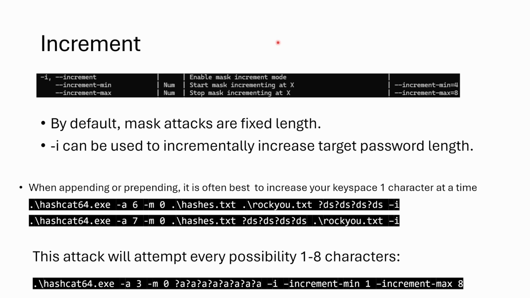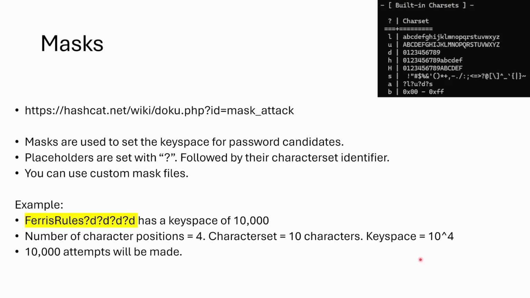So here's an option that is very, very useful. It's the increment. You do that with -i, and then you can set a min and a max. But you can just do -i if you want to do the whole gamut. But by default, masks are fixed length. So let me go back to the previous slide. Let me go back 2 slides.